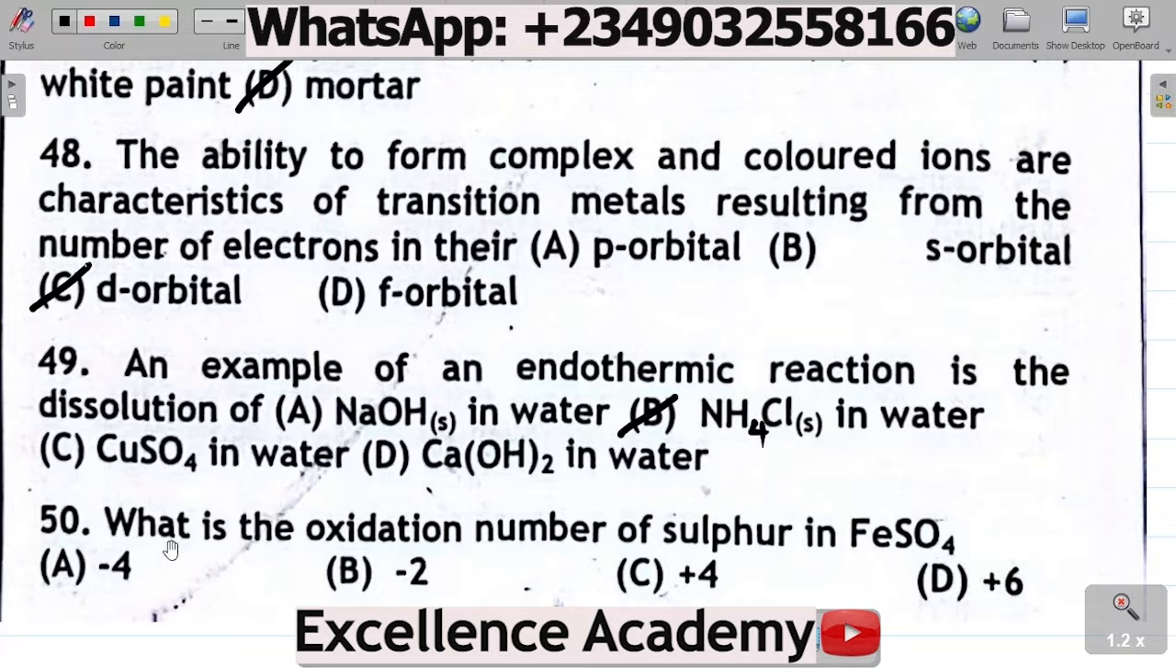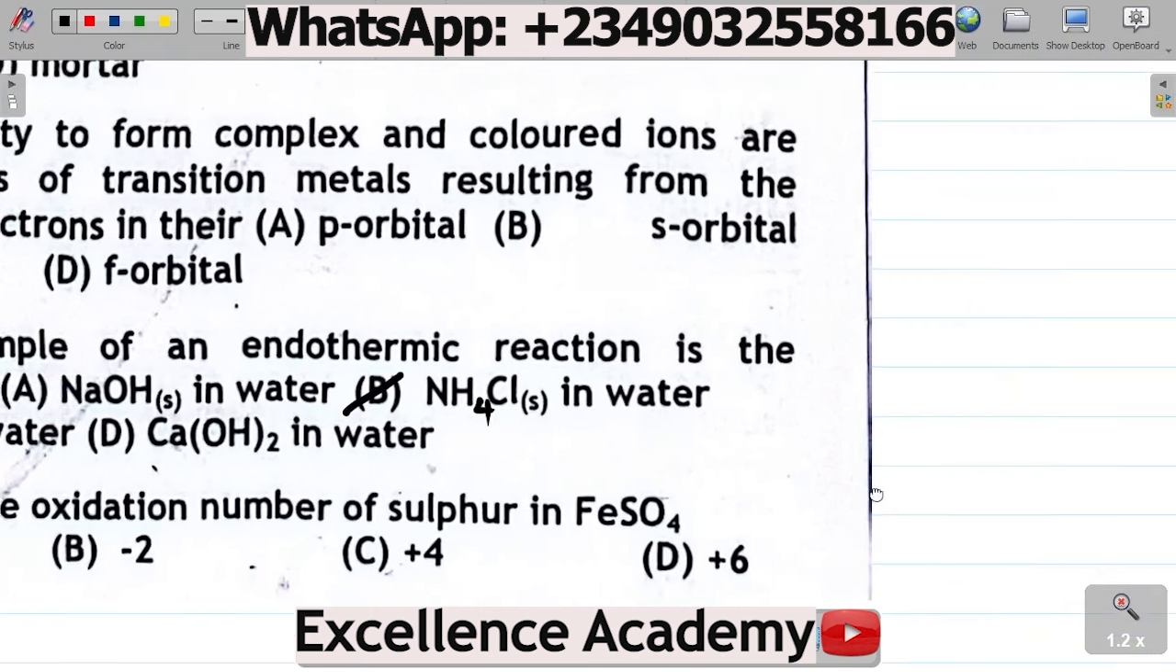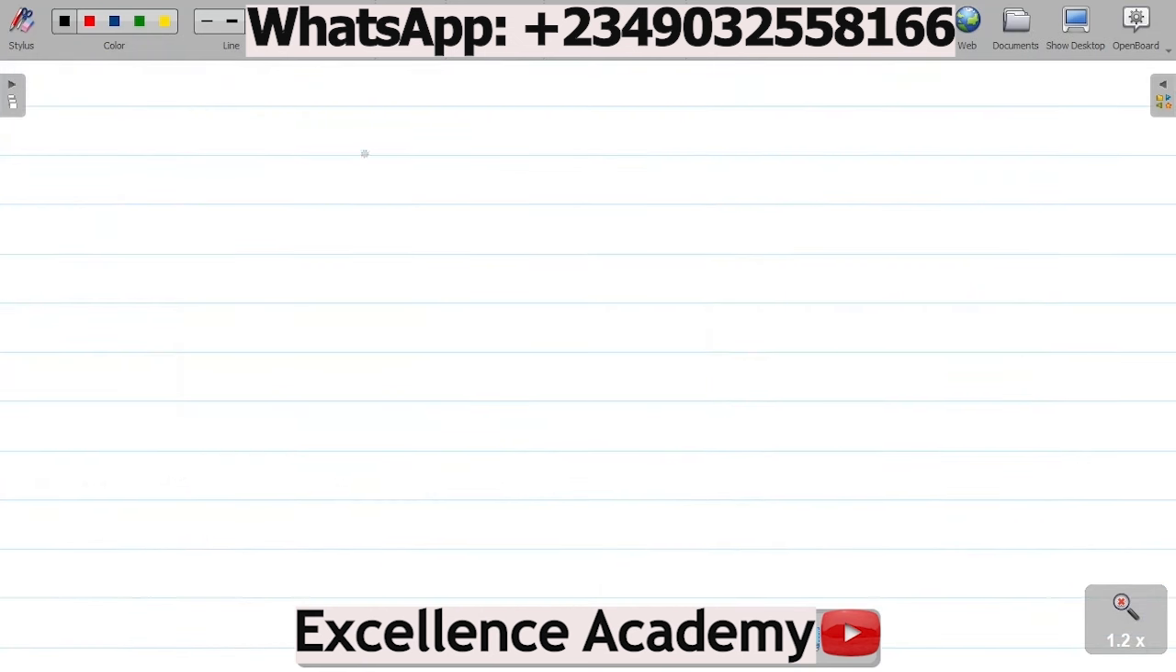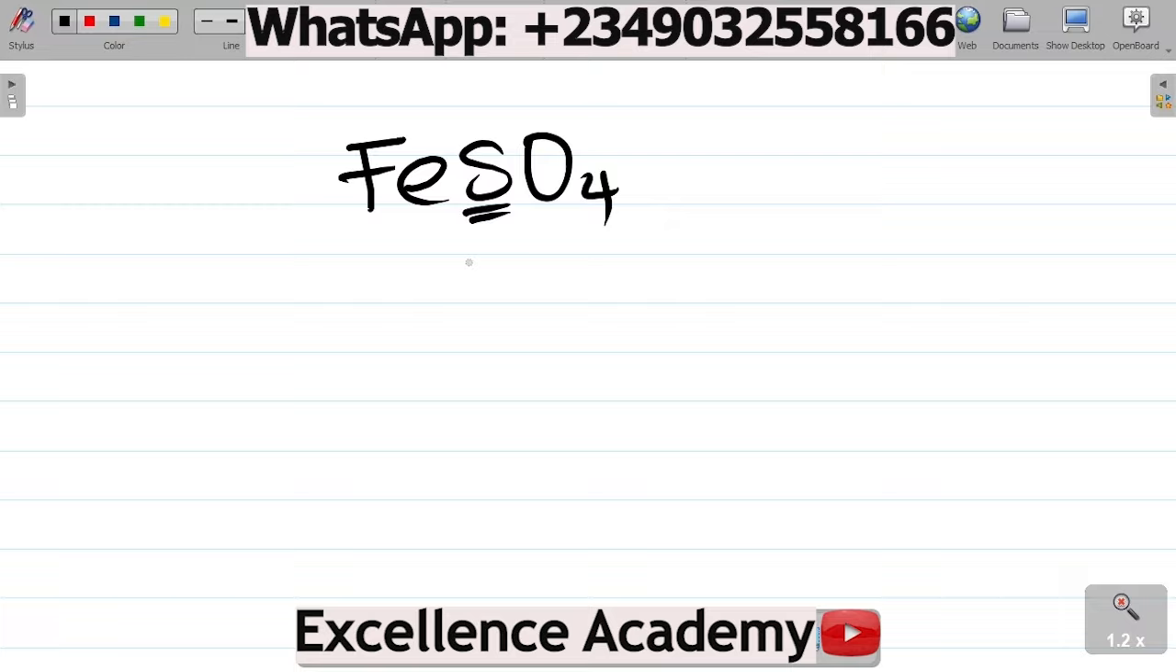Finally, question 50. What is the oxidation number of sulfur in FeSO4, which is iron 2 tetraoxosulfate 6? A minus 4, B minus 2, C plus 4, D plus 6. All right. So when you have FeSO4, let's get the oxidation number of sulfur here. And how do we do that?